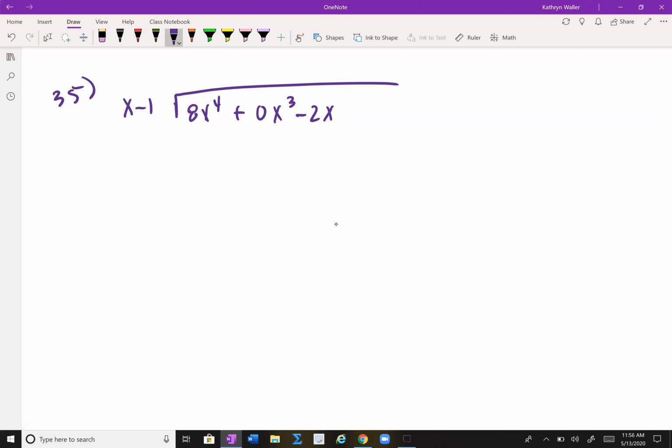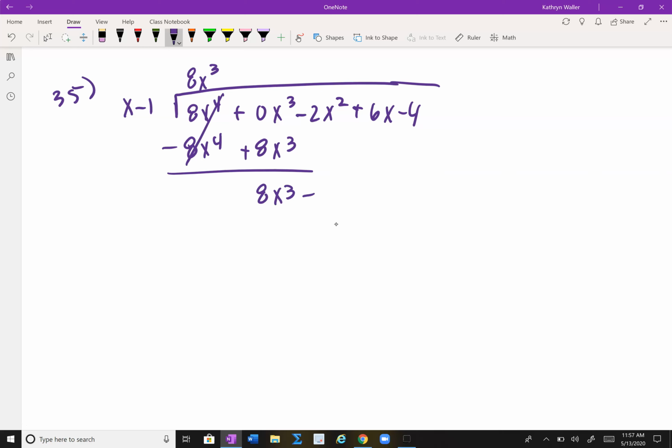Okay, 35. What is the remainder? So it's x minus 1 divided into, notice there's no third, so you have to fill in a 0x to the third. Okay, what do I multiply by x to get 8x to the fourth? That's 8x to the third. Distribute, you get 8x to the fourth minus 8x to the third. Change your signs, those cancel. That gives me 8x to the third. Bring down the negative 2x squared.